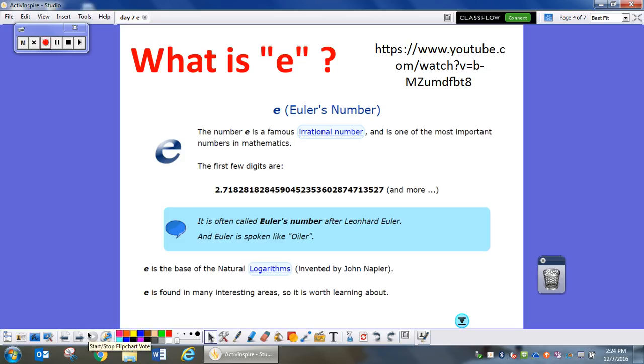So e is a famous irrational number. Those are the first couple of digits. Used in science a lot, often called Euler's number. It is the base of natural logs and is found in many interesting areas.